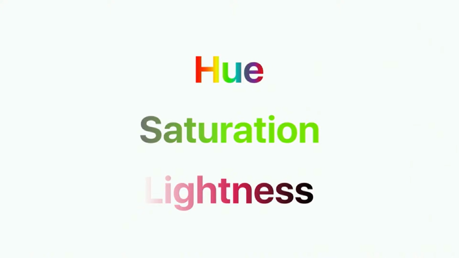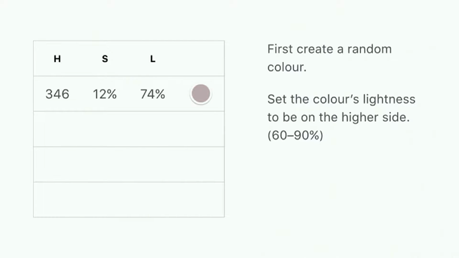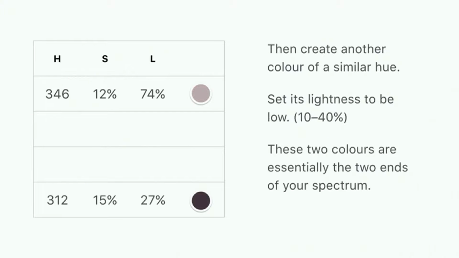To generate these palettes, we'll be using a color system called HSL. And this stands for hue, so what color it is, saturation, how intense the color is, and lightness, how light or dark the color is. To generate our analogous palette, we'll first generate a random color. This color should be on the lighter side, with a lightness value between 60 and 90%. And then we'll create another color of a very similar hue and set the lightness value to be much lower. These two colors essentially represent the two bookends of the spectrum that you'll be working with.